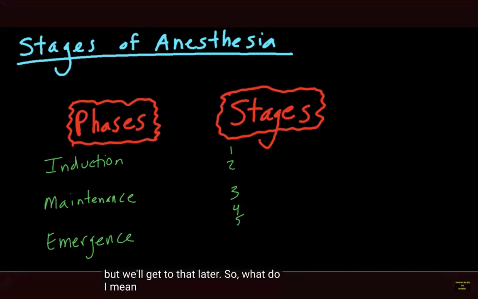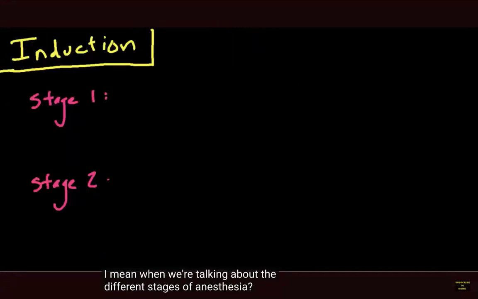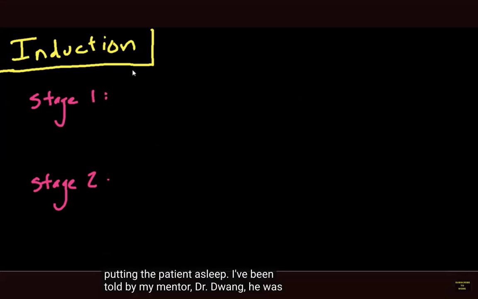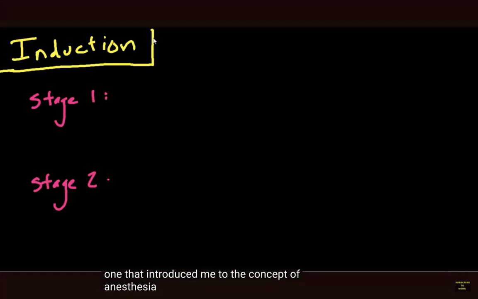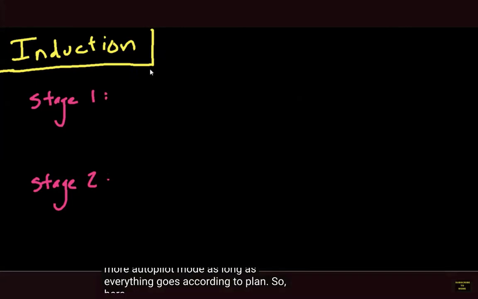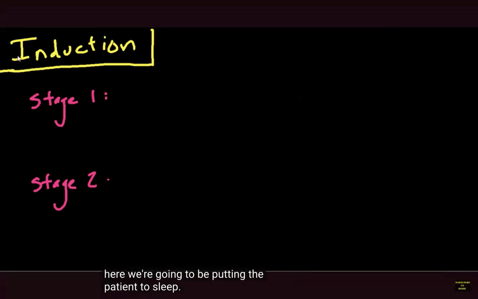So what do I mean when we're talking about the different stages of anesthesia? So again, I said we have induction, so putting the patient asleep. I've been told by my mentor, Dr. Duong, he was the one that introduced me to the concept of anesthesia is just like flying an airplane. The takeoff and the landing are always a little hairy, but the maintenance tends to be more autopilot mode, as long as everything goes according to plan. So here, we're going to be putting the patient to sleep. We need to induce the patient. When we induce a patient, they're going to go through the different stages of anesthesia.